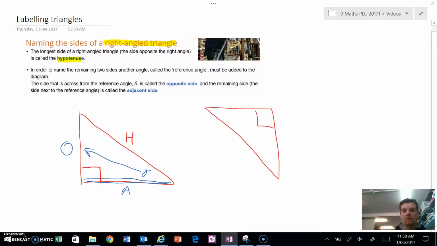Let's do a couple more of those, just so we get the understanding. Again, we'll deal with this triangle here, and we've got angle theta. The first thing we're going to be able to do is put the hypotenuse in, which is the longest side, opposite the 90-degree angle. So that's that one. So there's our hypotenuse. The opposite side, if we're talking about this particular angle here, is over this side, so that's going to be O, our opposite side, and then the other side becomes our adjacent.